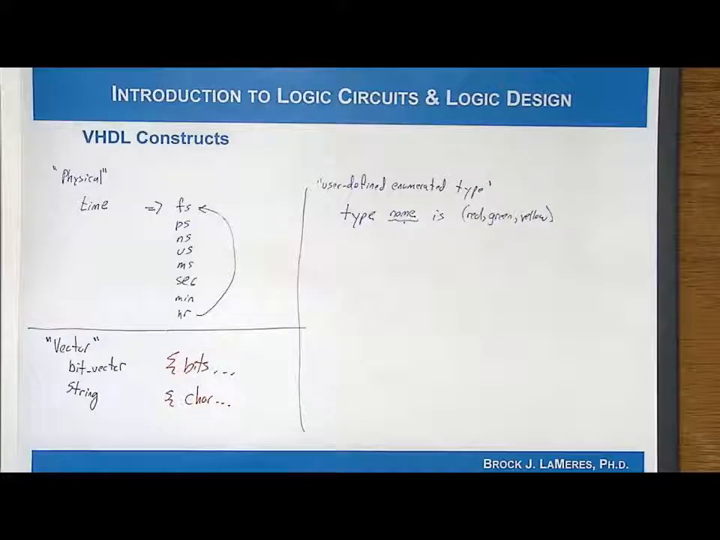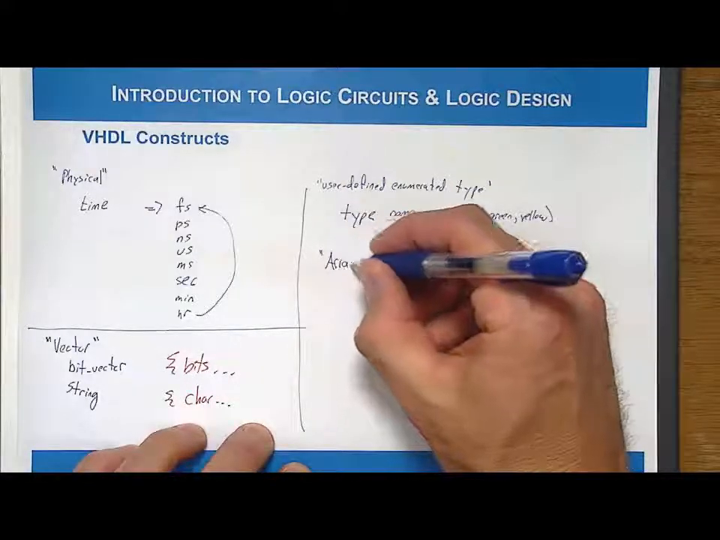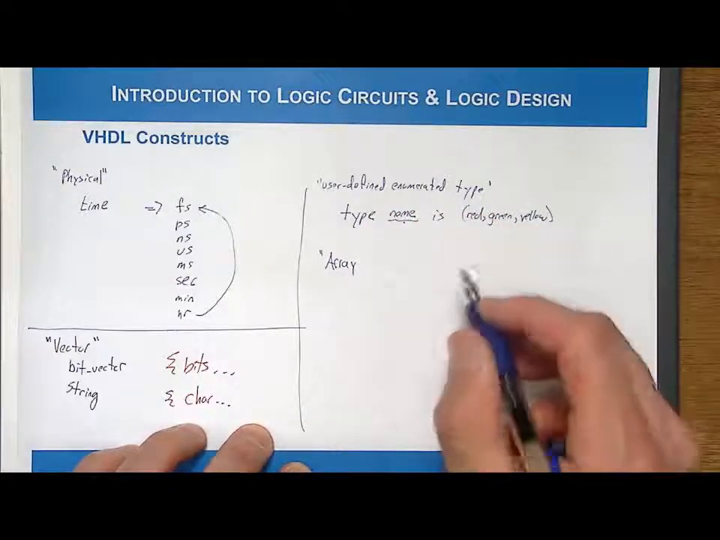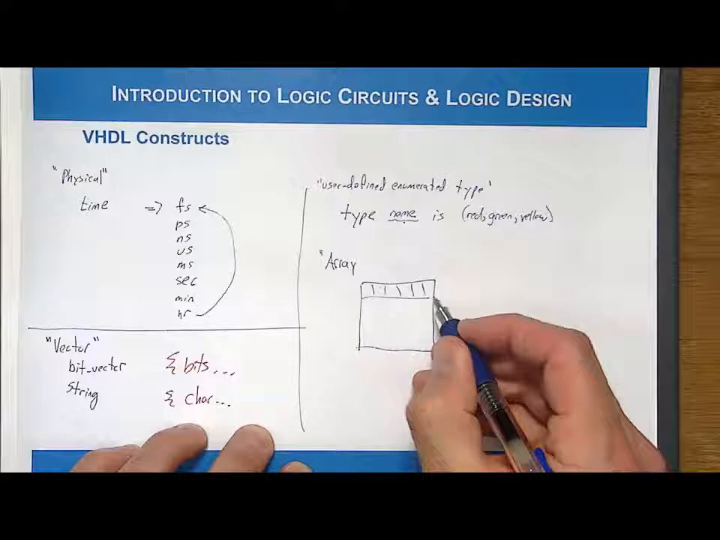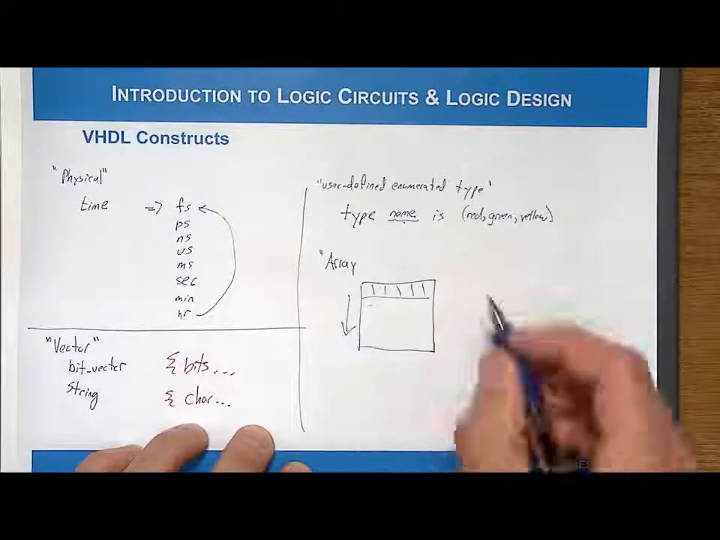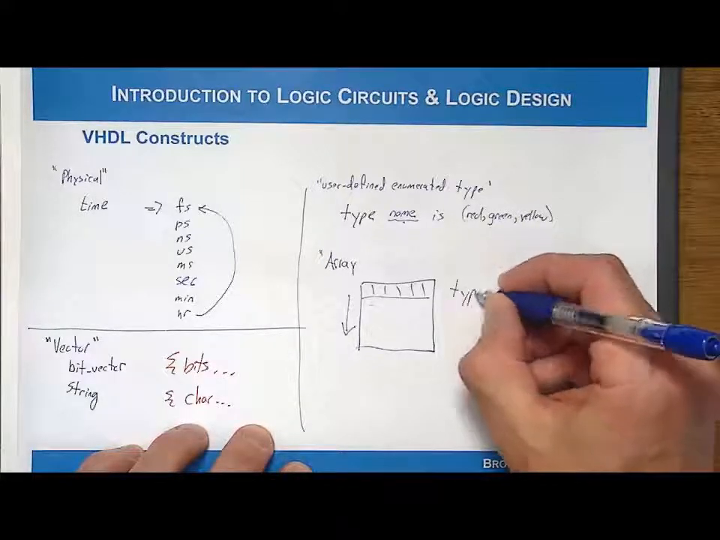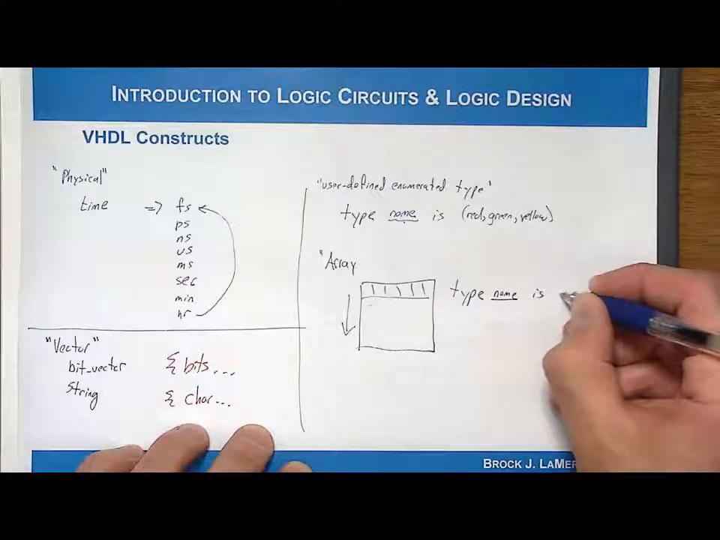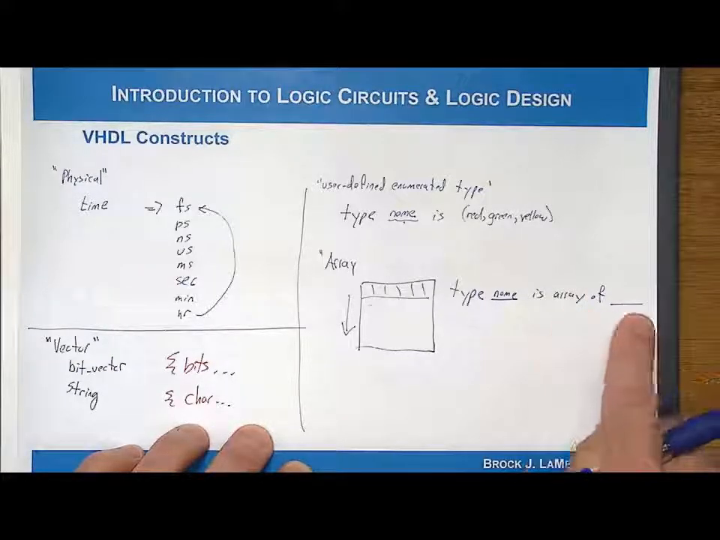Okay, so then one more type that we'll look at really quick is going to be an array type. And an array type gives you basically a vector of vectors, or a linear array of vectors. So basically this is where you have a vector of scalars in here, and you're going to have a row of them. So what you do there is you use the syntax type, and then you give it the name you want, and then you say is array, and then of, and then you tell it what it is of, and this is usually a vector.